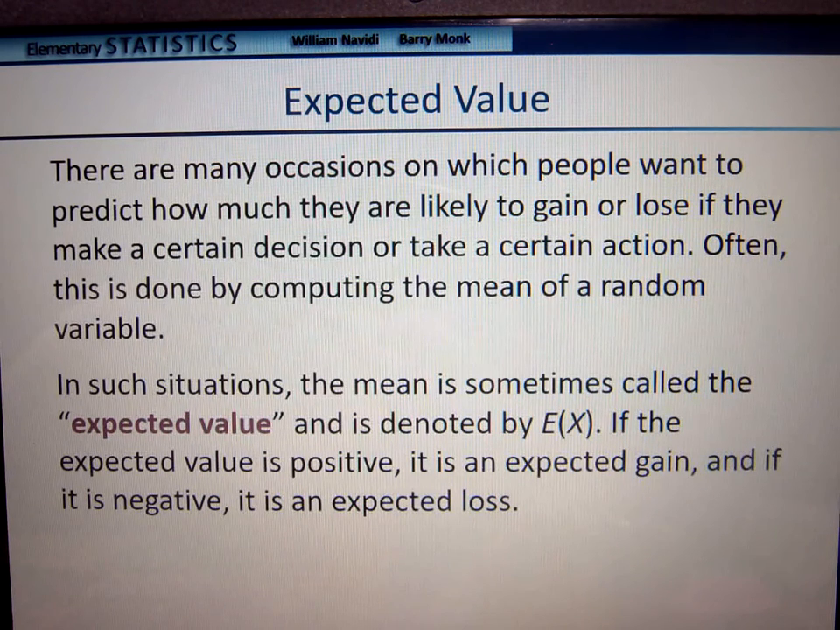Okay, there are occasions in which people want you to predict how much they are likely to gain or lose making a certain decision. Often this is done by computing the mean of a random variable. In such situations, the mean is sometimes called the expected value. If the expected value is positive, it is an expected gain. If it is negative, it is an expected loss. Now, you'll see this a lot of times when you're looking at casinos and gambling and how they're figuring out what those values would be. And, well, let me just tell you, the house always wins. So, here we go. Let's take a look at this.